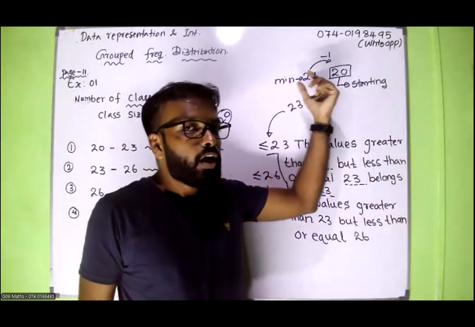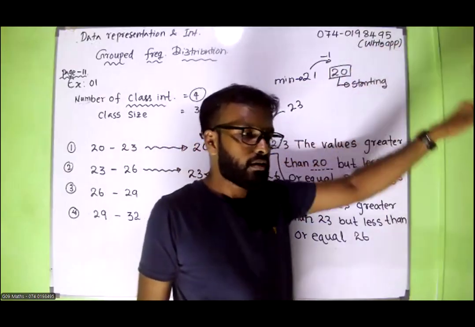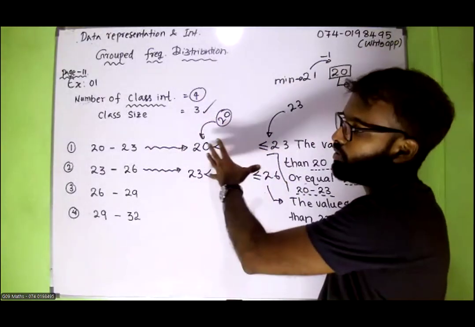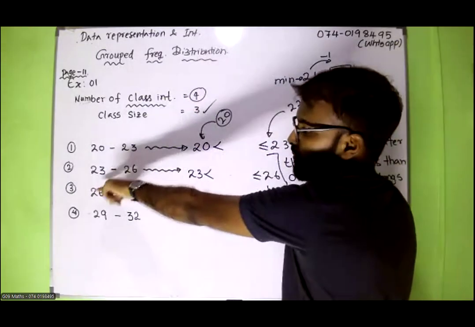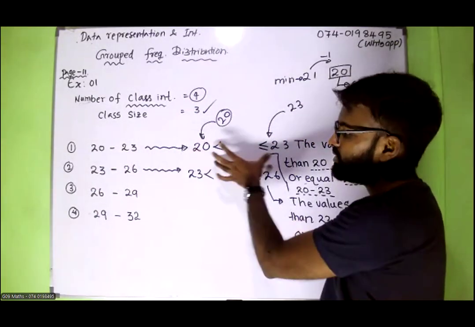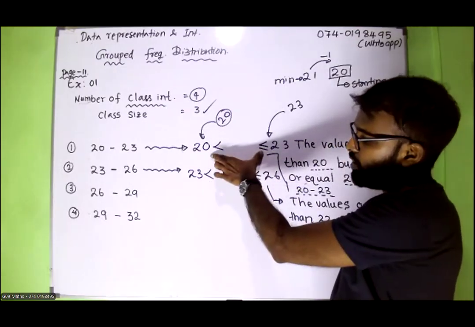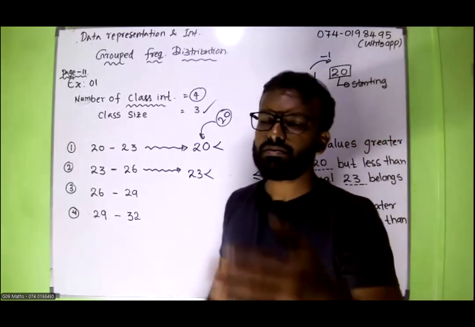You are going to subtract 1 from that minimum value. Keep that in your mind. And this is the second important point you need to remember for the group frequency: when you are going to close the gap, this is the definition. If you have a closed gap, this is the definition. If you do not close it, it doesn't matter.